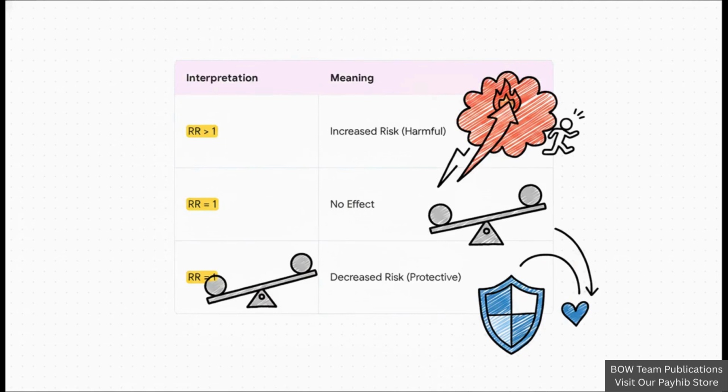And because it's so direct, figuring out what it means is also really straightforward. If your number is bigger than 1, the risk went up. If it's less than 1, hey, it's actually protective. And if it lands exactly on 1, well, that means there's no difference at all.